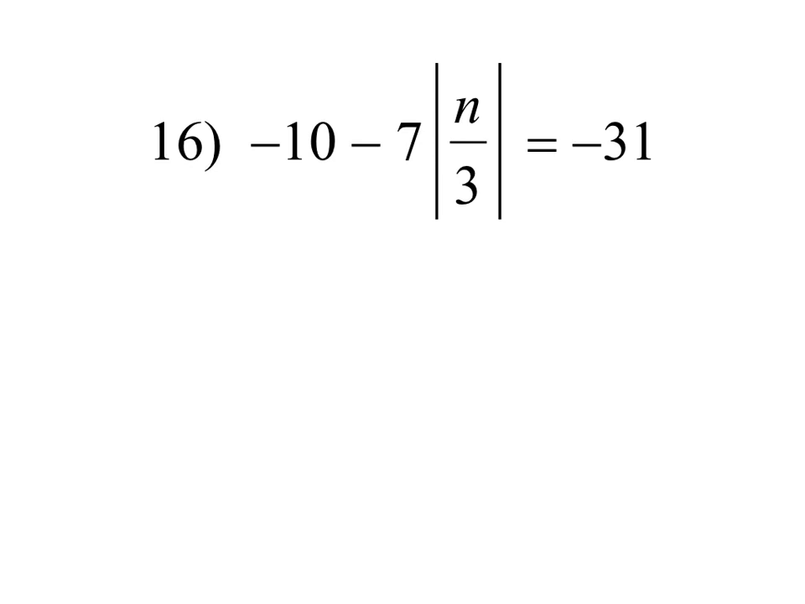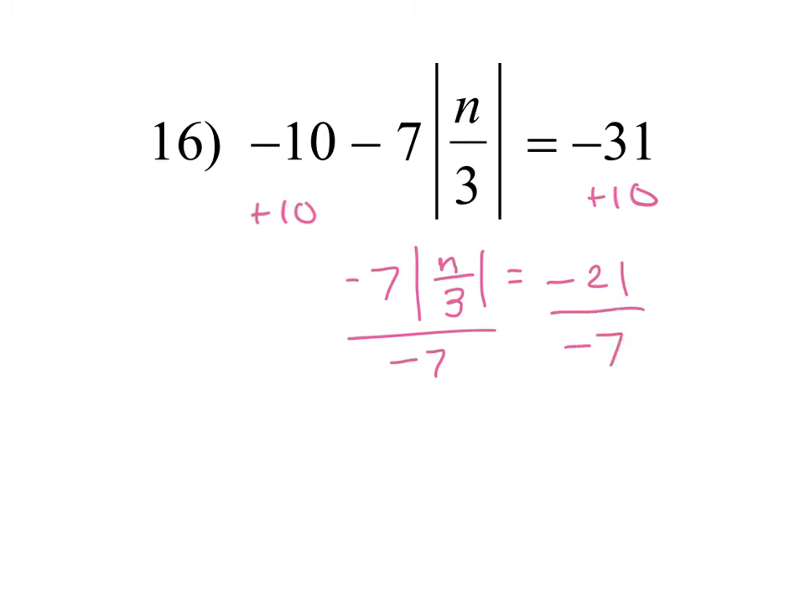What should we do first? Add 10 on both sides. Perfect. Add 10 on both sides. So we have negative 7 times the absolute value of n over 3 is equal to negative 21. Now we divide both sides by negative 7. So we get the absolute value of n over 3 is equal to 3.